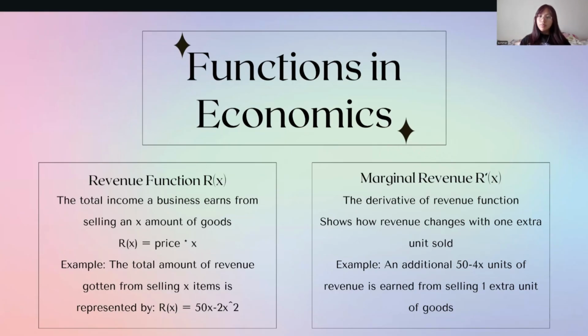The derivative of a revenue function is called the marginal revenue function. This function shows how revenue changes with one extra unit sold. For example, an additional 50 minus 4x units of revenue can be earned from selling one extra unit of goods, which is the derivative of the previous revenue function.